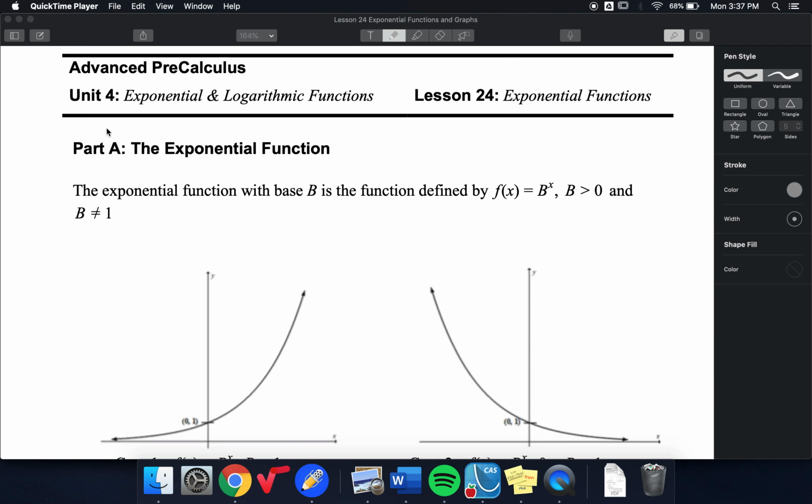So the start of an exponential function is that it's a function written in this form where we have a base b raised to the power x. B has to be greater than 0, so let's think about why that is.